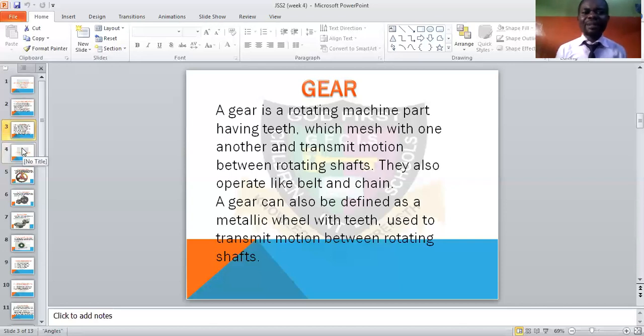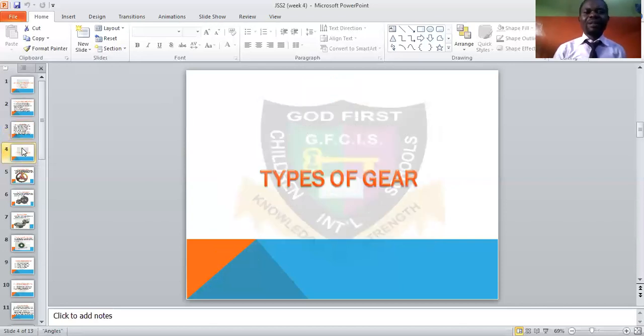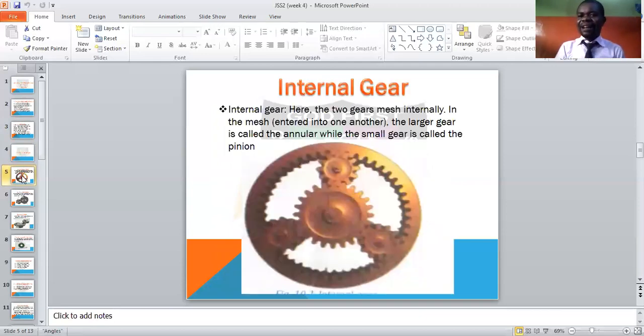Then we'll look at the types of gear. Like we also dealt with types of chain, types of belt and pulley, what are the types of gear? That is what we need to look at. One, we have the internal gear. The word internal means inside.